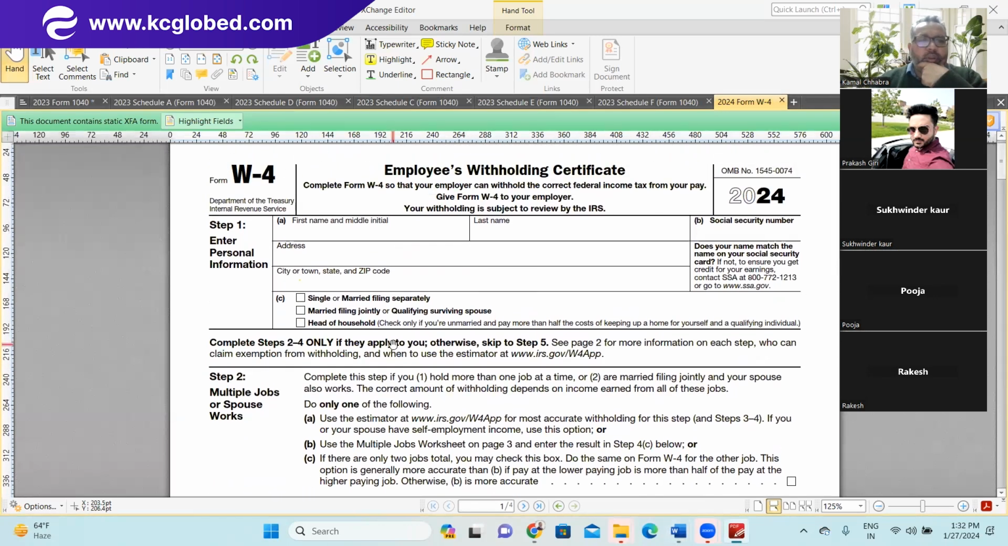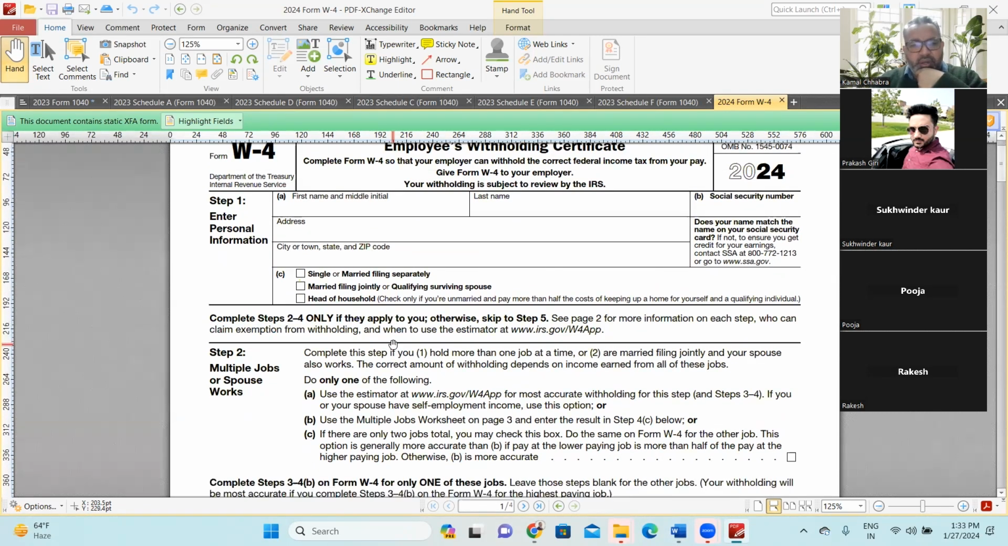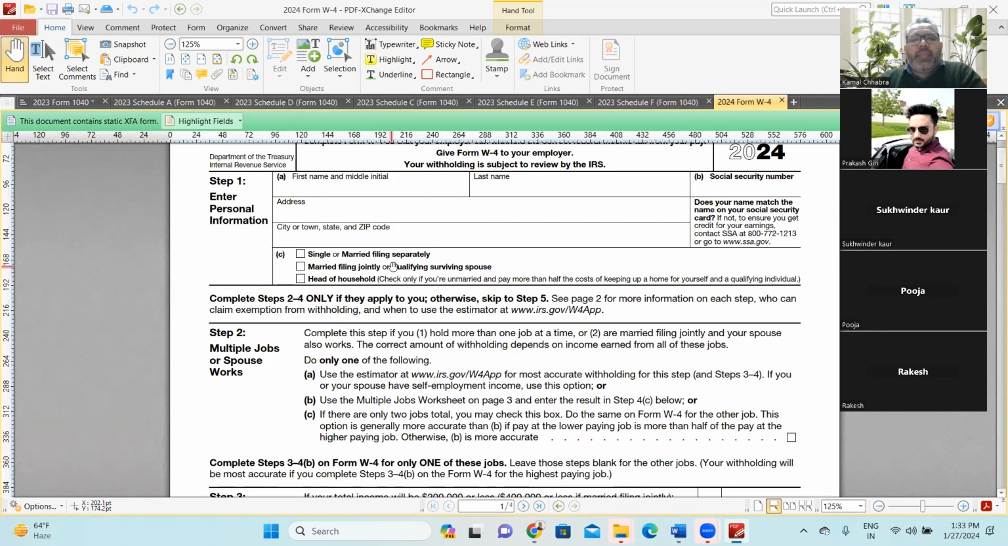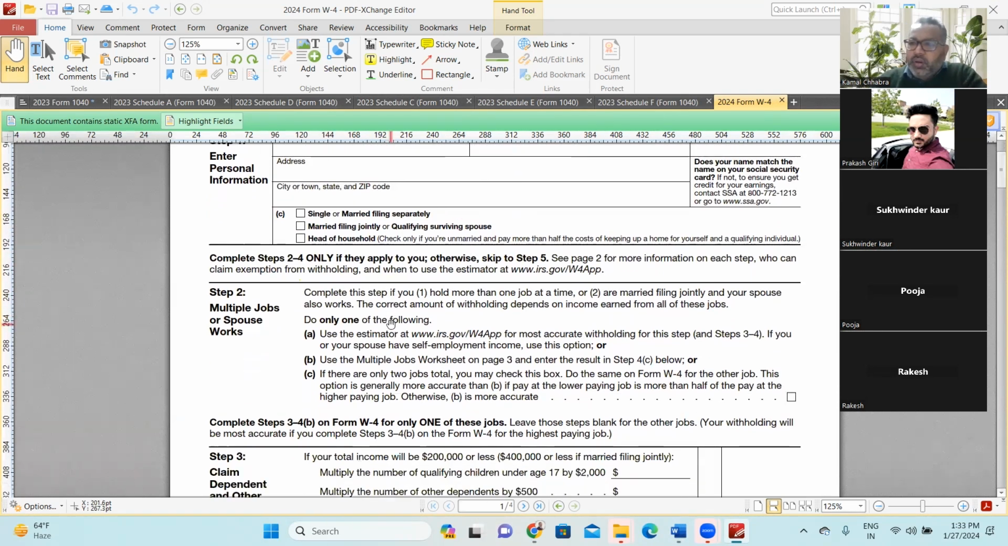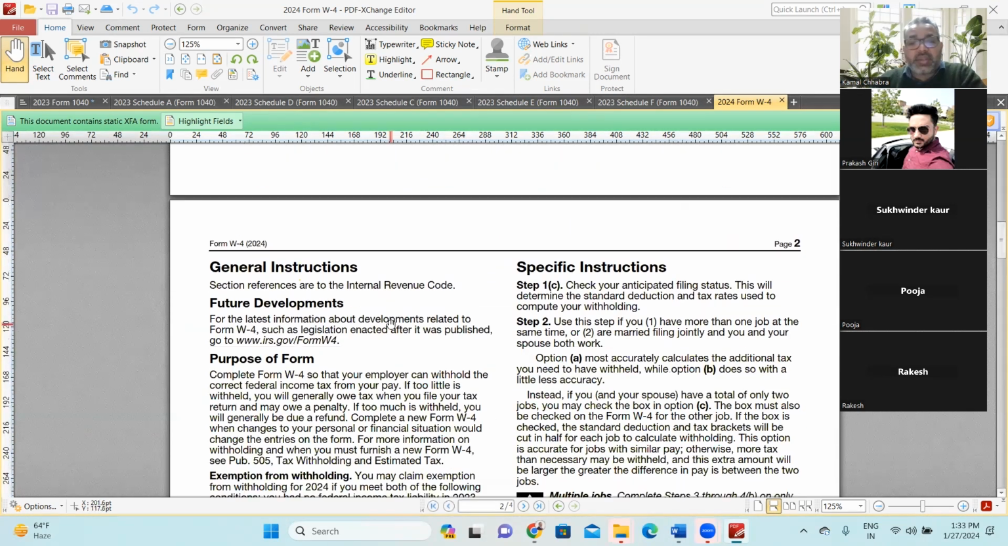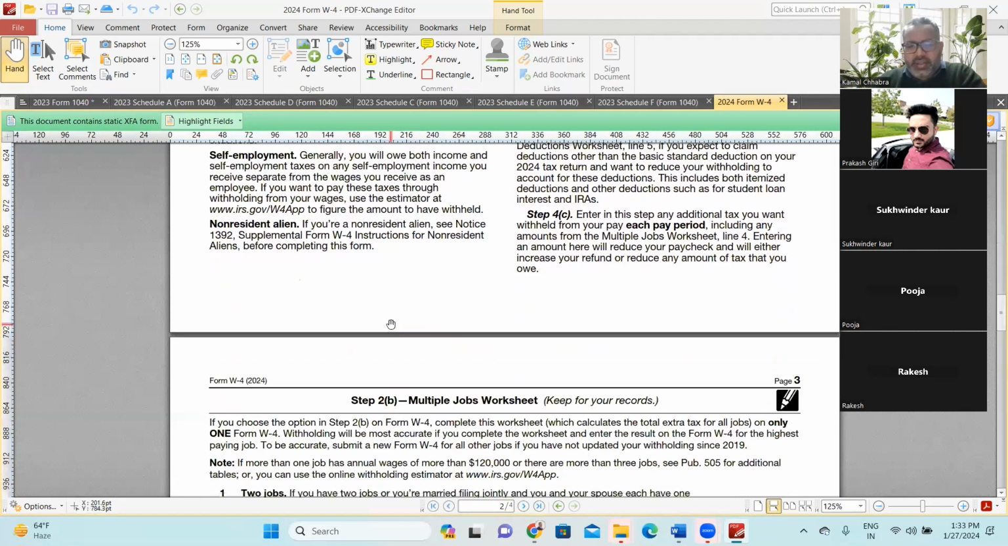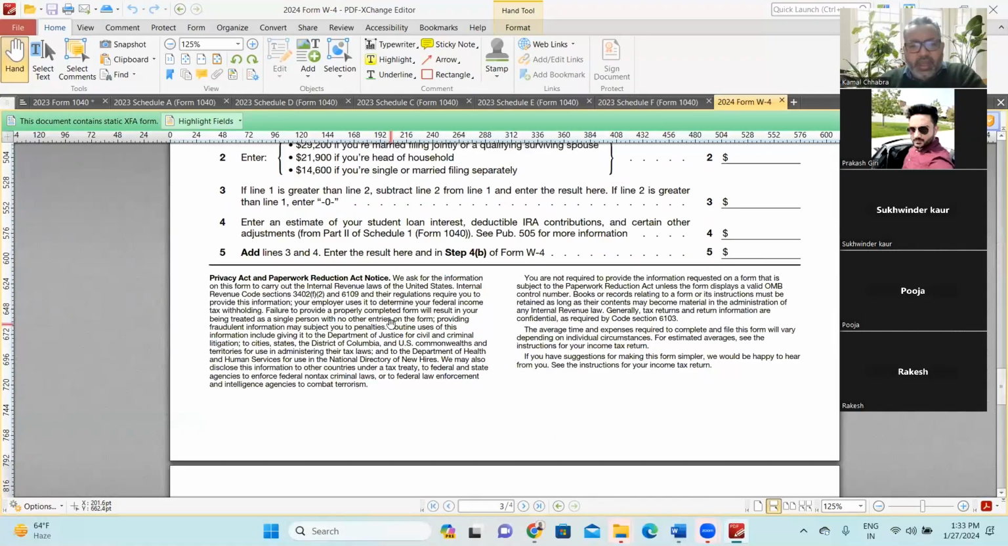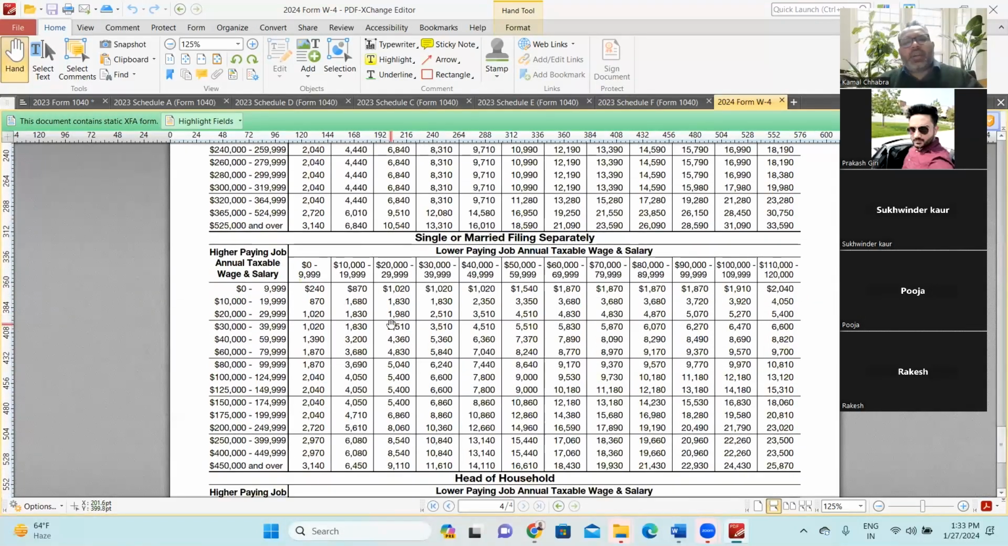In this, the employee will be providing their details: name, last name, Social Security number, whether they are single, married filing separately, married filing jointly, qualifying widow(er), or head of household, and the respective income they have from other employers, earlier employers, all these things. And there are instructions available over there as well, right?